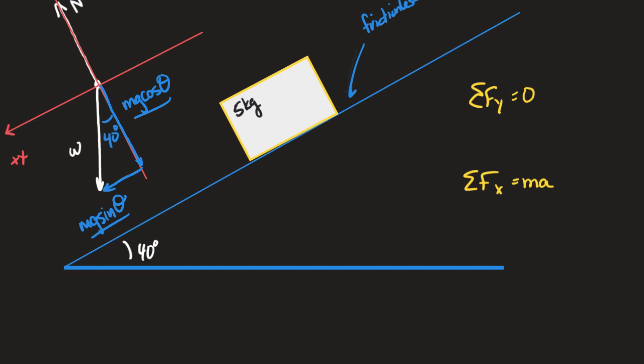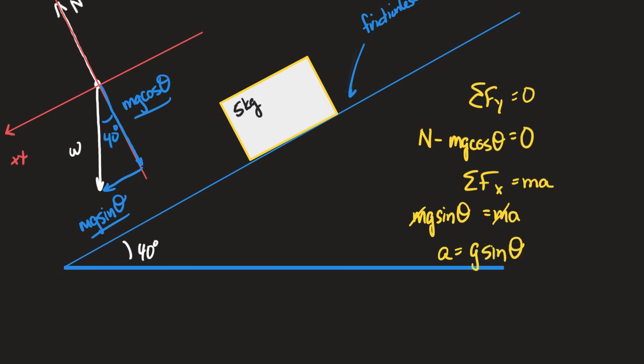That being said, that means normal minus mg cosine theta is equal to 0. And it also means that mg sine theta is equal to ma. And the reason I did it this way is so that when we cancel out the m's, you recognize that for any incline, the acceleration down the ramp is going to be a percentage of g, and it doesn't depend on the mass.